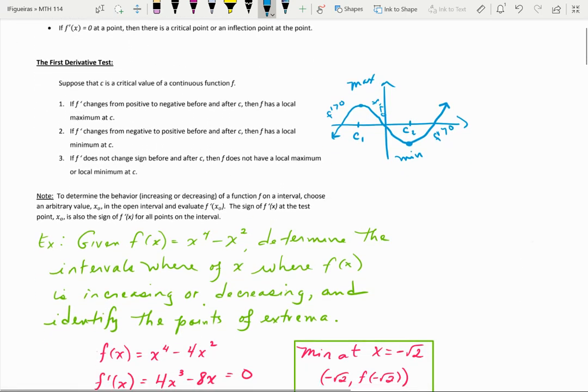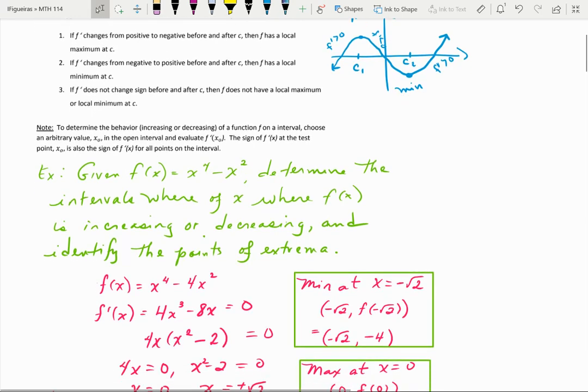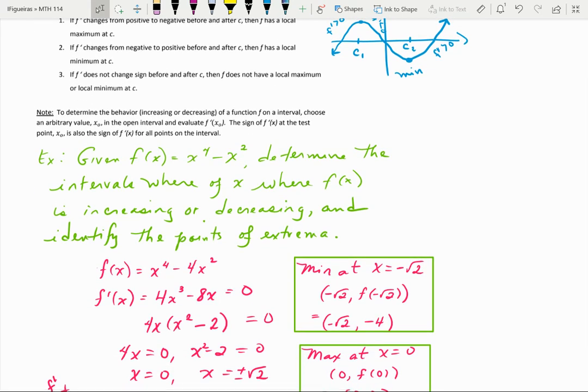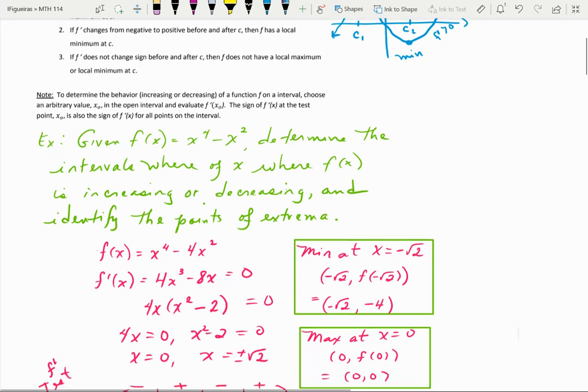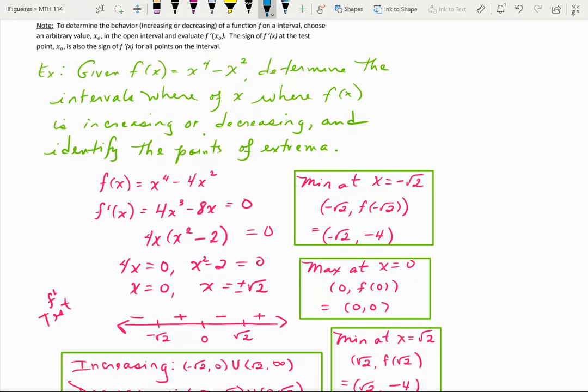So here's an example. Given that f of x equals x to the fourth minus 4x squared, we want to determine intervals where f of x is increasing or decreasing, and then identify points of extrema. Remember, extrema is just a general term to say maximum or minimum points. And when we're talking about intervals, we're talking about intervals of x, and those intervals should always be open intervals, never closed.